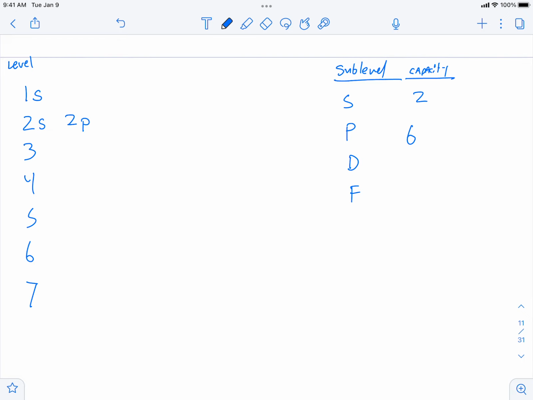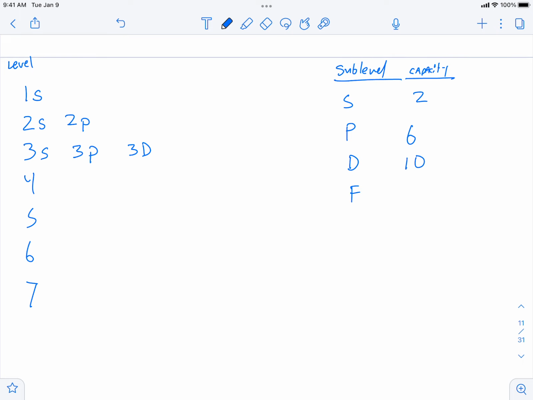In energy level 3, there's S, there's P, and there's this new one called D. Now you're familiar with S and P, but D is new. The capacity of D is 10 electrons. So what's the total capacity of energy level 3? 18, right.